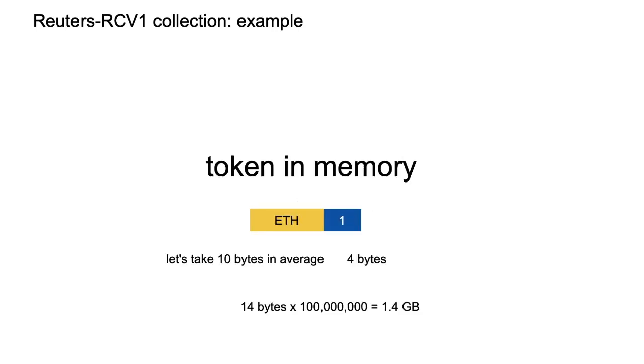But in that case, 32 bits is enough, 4 bytes. And then you just multiply: 10 plus 4 gives you 14, 14 bytes times 100 million, that's the number of tokens, so the number of pairs. And that gives you 1.4 gigabytes, right? Just simple calculations give you 1.4 gigabytes for this collection.